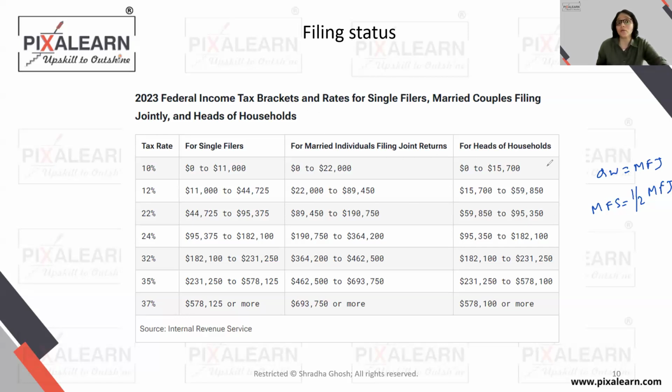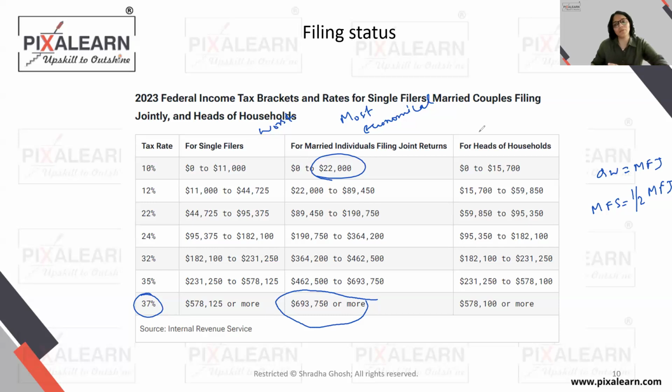If you look at it very closely, you realize that the best rates are for married filing jointly, because the highest tax slab of 37% is attracted at a very high level compared to the others. Also, if you look at the gradations, it will end up having much lower tax incidence compared to the others. So this is the most economical, this is the best, and this is the worst. And head of household is somewhere in between.